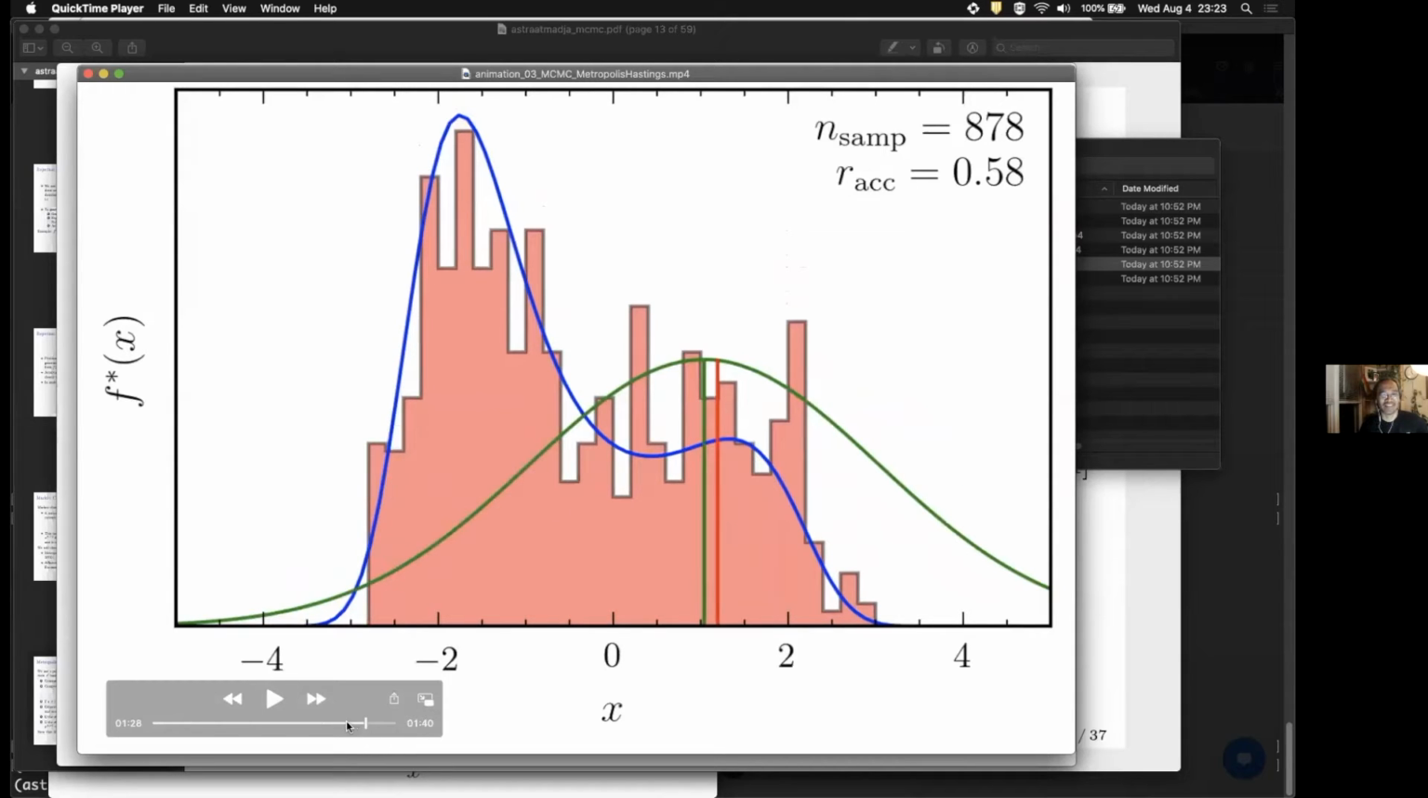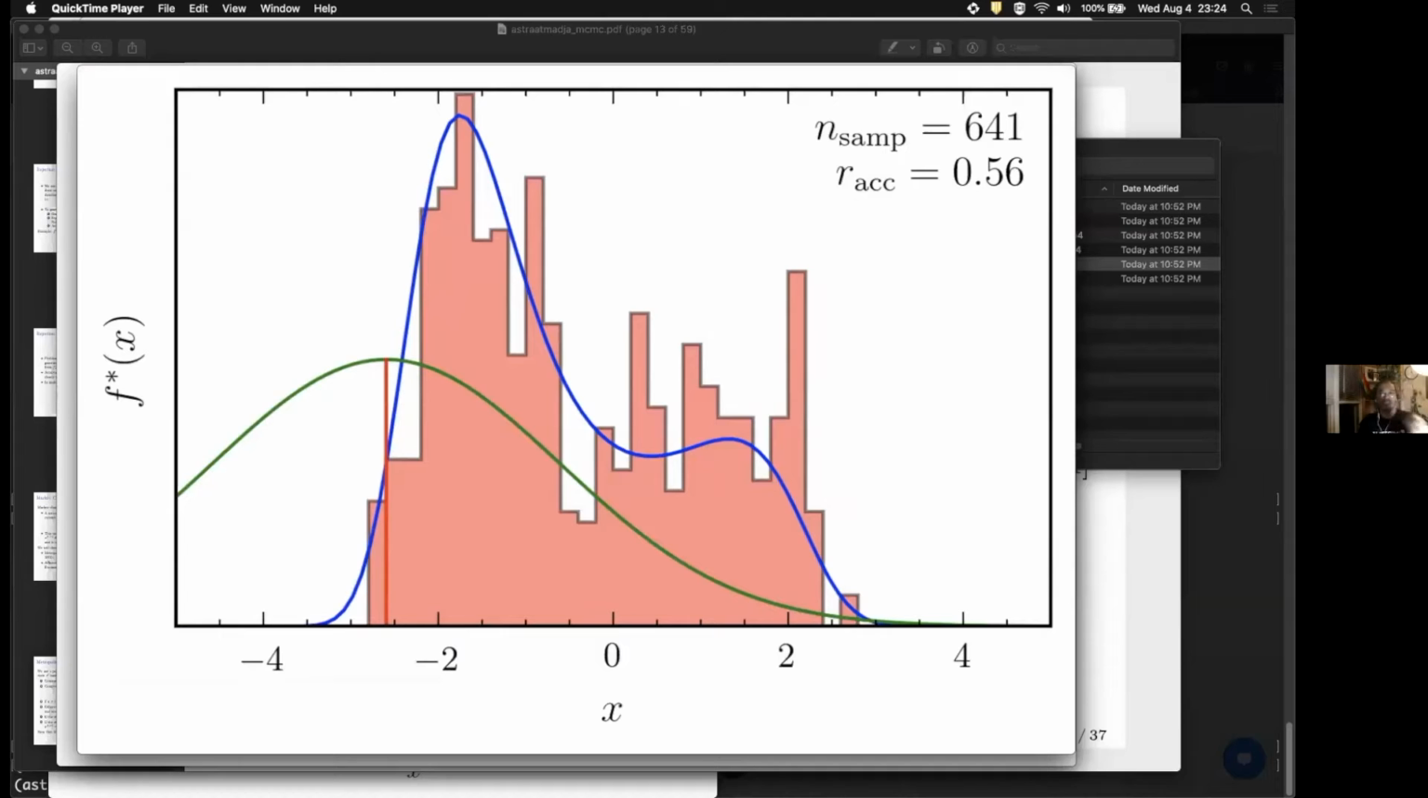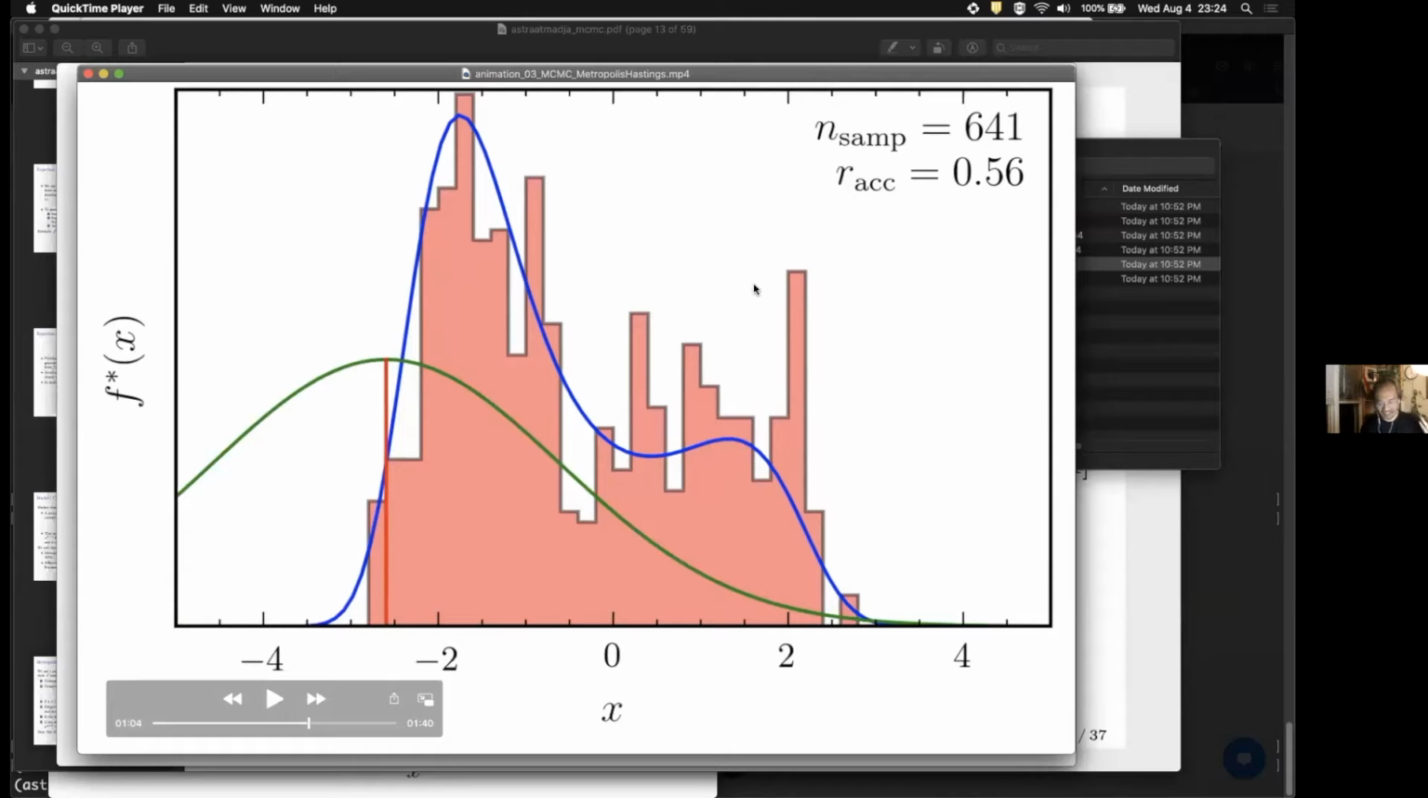So yeah, that's Metropolis-Hastings. As we can see, this heavily depends on the width of the proposal distribution. If it's too narrow, it can get stuck in the same spot over and over again. So it's going to be difficult to explore various areas.